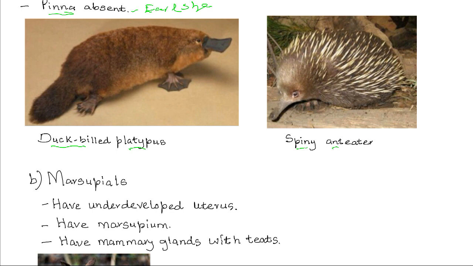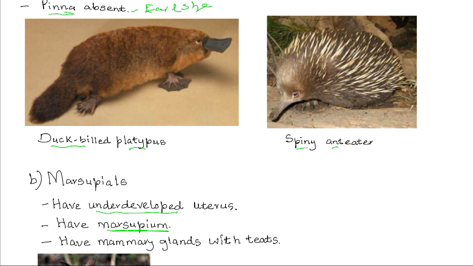Marsupials have a uterus, but it is not well developed. So the uterus is underdeveloped, and because of this, they give birth to underdeveloped young ones. The young ones complete their development in a special pouch on the mother's abdomen known as the marsupium. So the young ones are born when they are severely underdeveloped, and then they crawl into the special pouch, into the marsupium, where they complete their development.